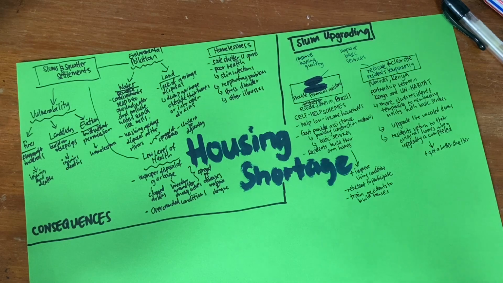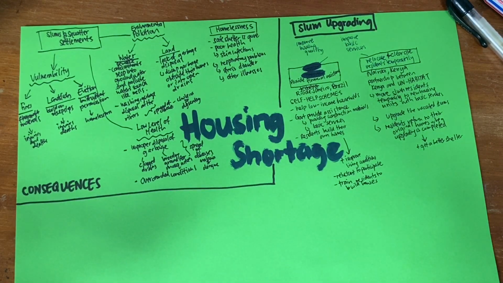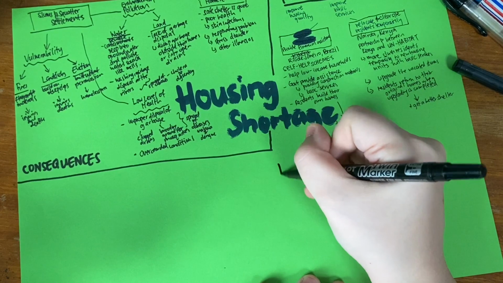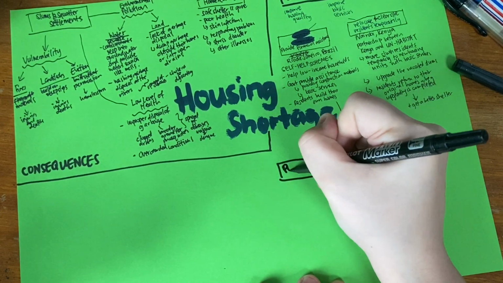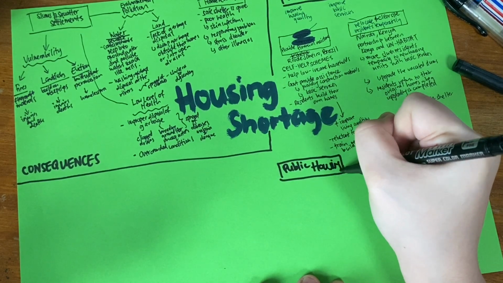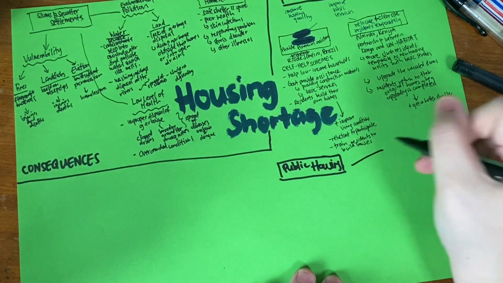That is all for slum upgrading. I paused a bit to read. So the next one that we're going to look at is called public housing. So just take up this space over here. I hope it's enough. Public housing. When we look at public housing, we are looking at three main things.